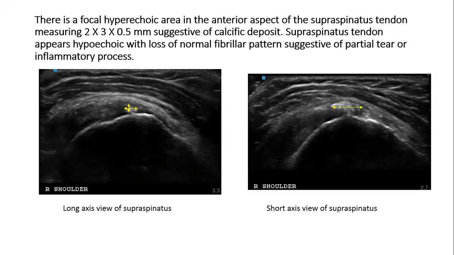So you can say there's a focal hyperechoic area. You can define further where you see that hyperechoic deposit. You can say, okay, this is the anterior aspect of the supraspinatus tendon, and this deposit measures whatever, 2 by 3 by 0.5 millimeters, or whatever the dimensions are, which is suggestive of a calcific deposit, and the tendon appears hypoechoic with loss of normal fibrillar pattern, suggestive of partial tear or inflammatory process.